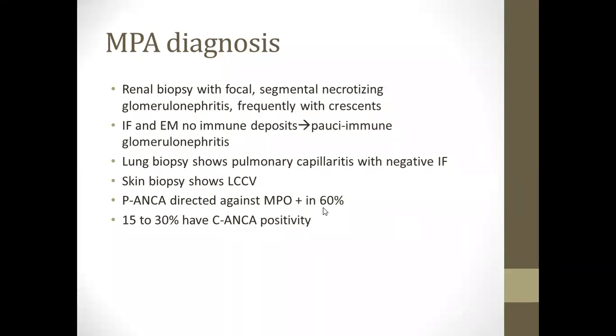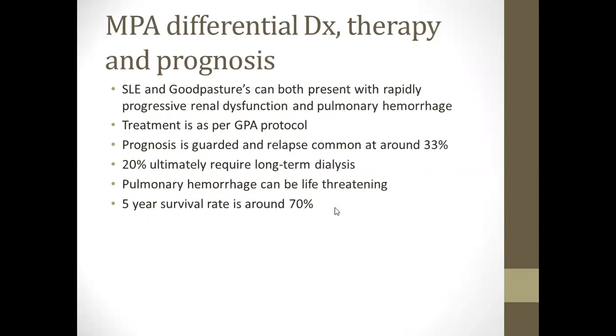And then the next statement there, about 50 to 30% have C-ANCA. So your differential, again, same suspects, lupus, Goodpasture's. Our treatment for MPA is pretty much like GPA.